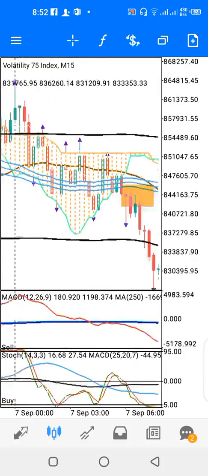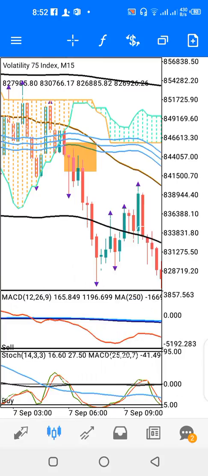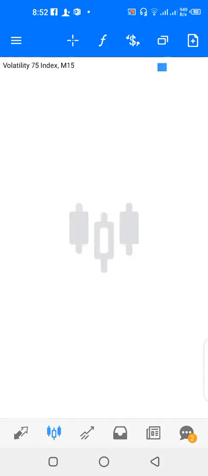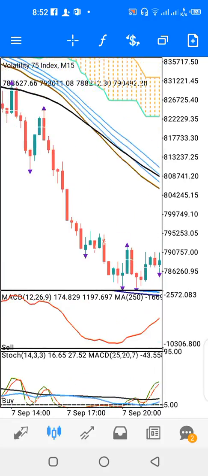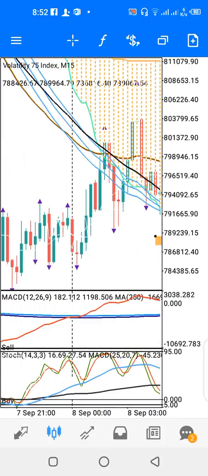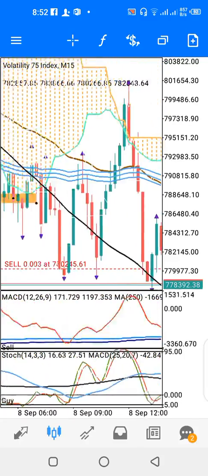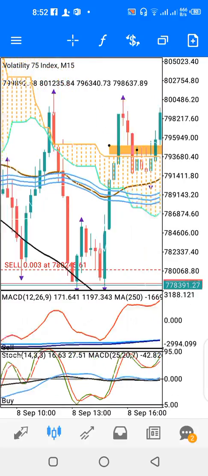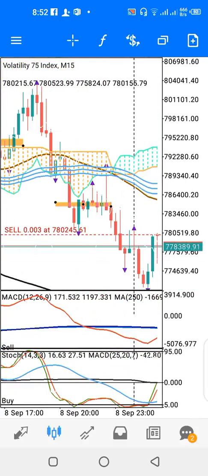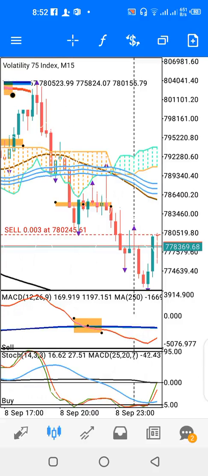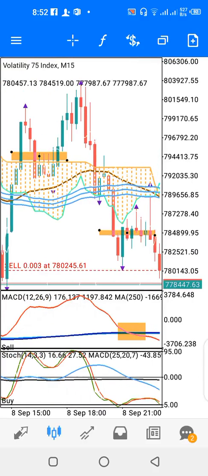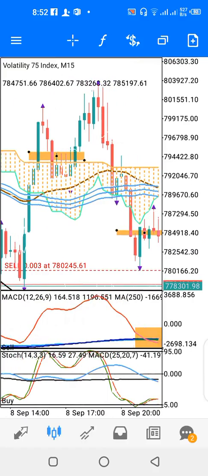Then you have the red line crossing below, bearish trend, look for sell signals. And then you have the red line crossing above, like you have around here. Bullish trend, look for buy opportunities. Like you have around here, bearish trend, look for selling opportunities. So that's that for the indicator window one.